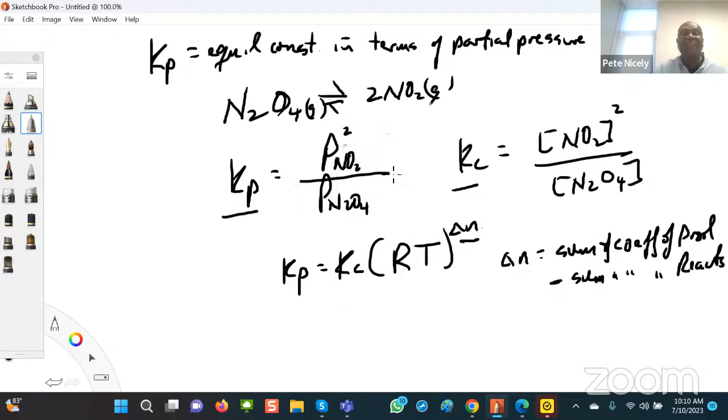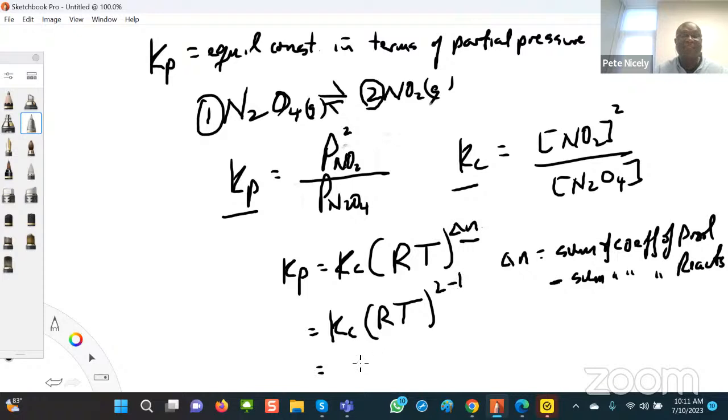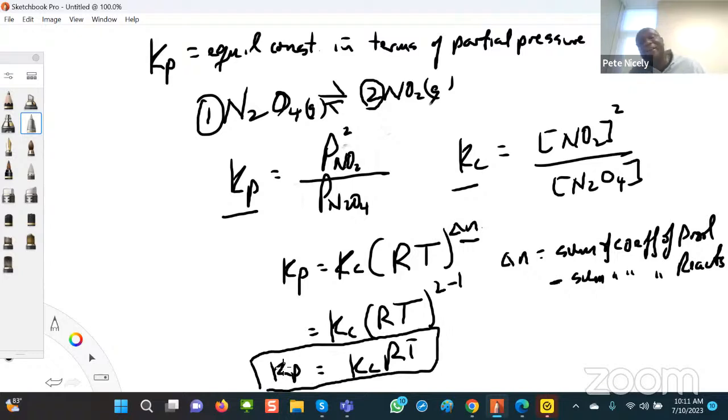To apply this to this system, Kp would be equal to Kc times R, which is the molar gas constant, by the way, times T, which is the temperature in Kelvin. Up here, you're going to have delta N. For this system, the sum of the coefficients of the products is 2, and the sum of the coefficients of the reactants is 1. So this will be 2 minus 1, which means Kp is simply equal to Kc RT. So the relationship between Kp and Kc is given by this equation for this reaction.